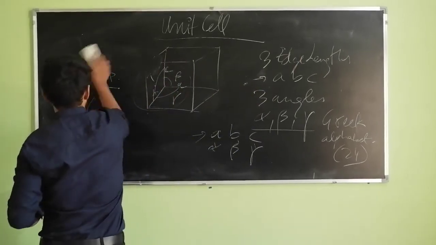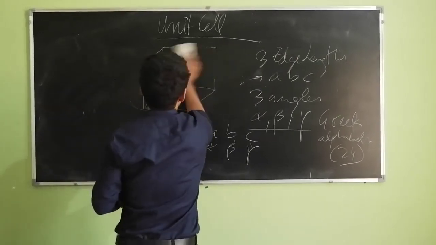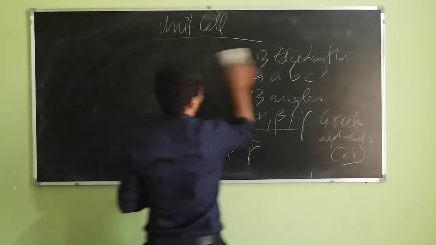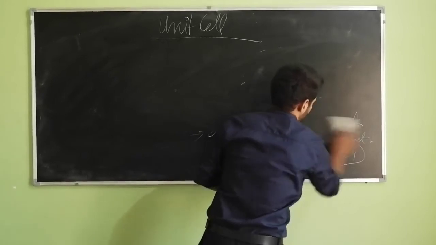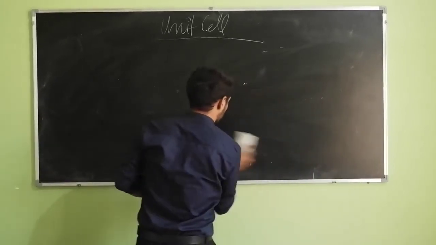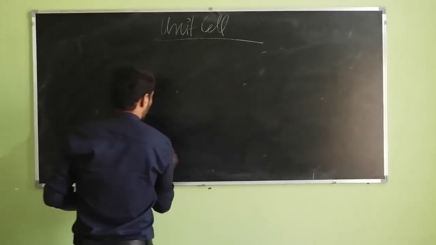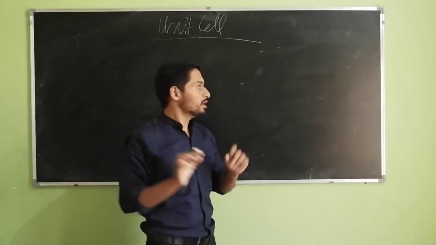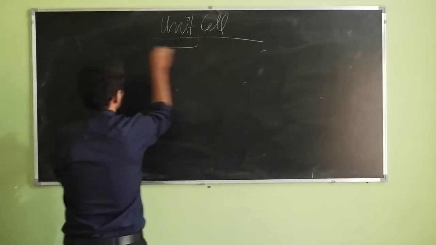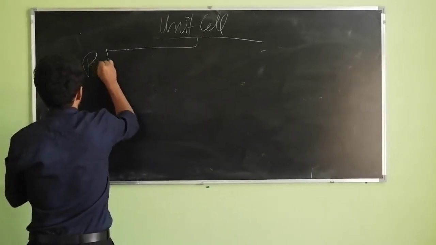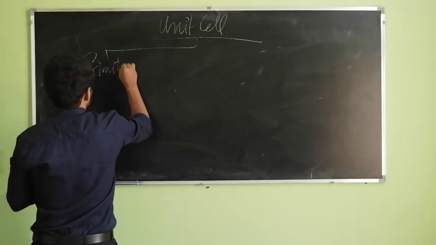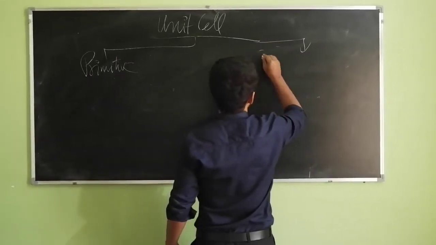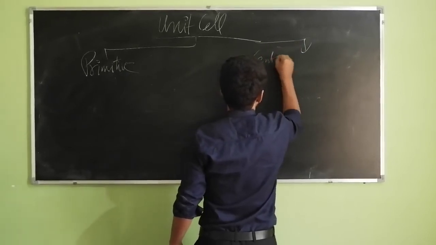Perfect. So now what we want to do is discuss the different types of unit cell that are there. Let's do that. A unit cell is the smallest portion of the crystal lattice. Alright. So now, what are the types of unit cell? We have primitive, and the second one that we have is centered.